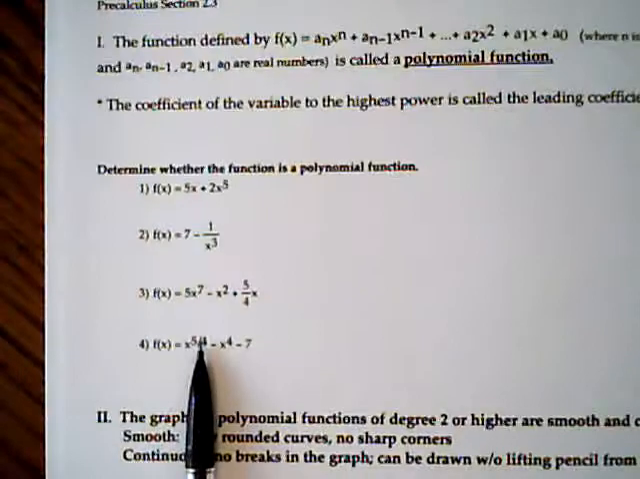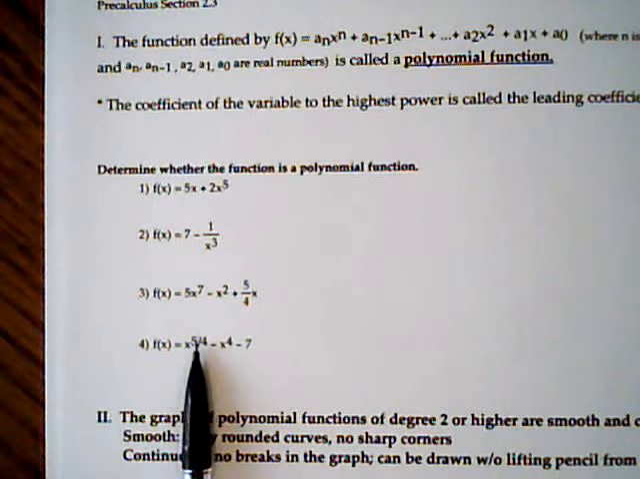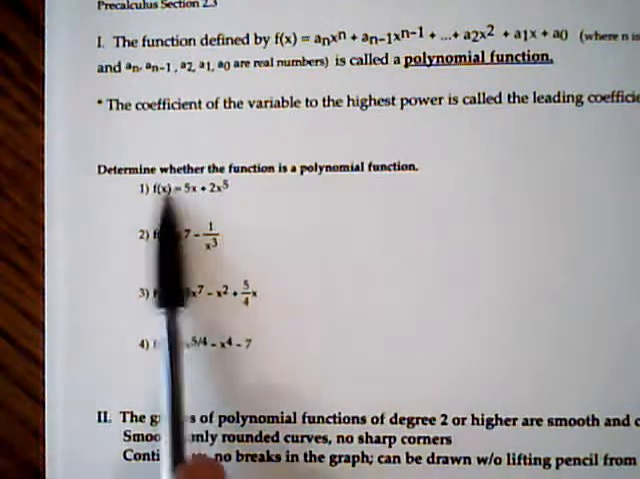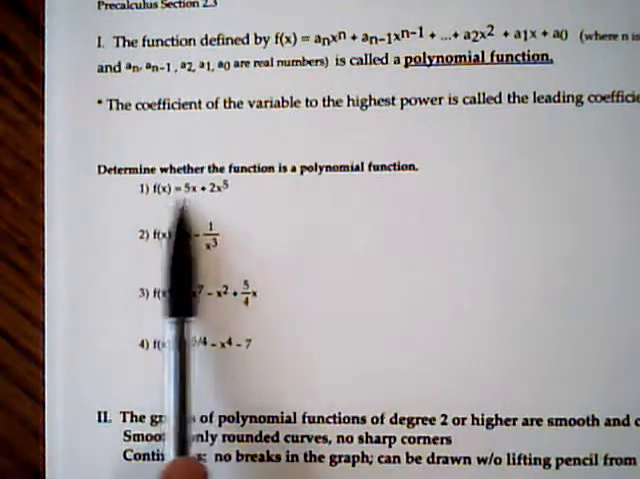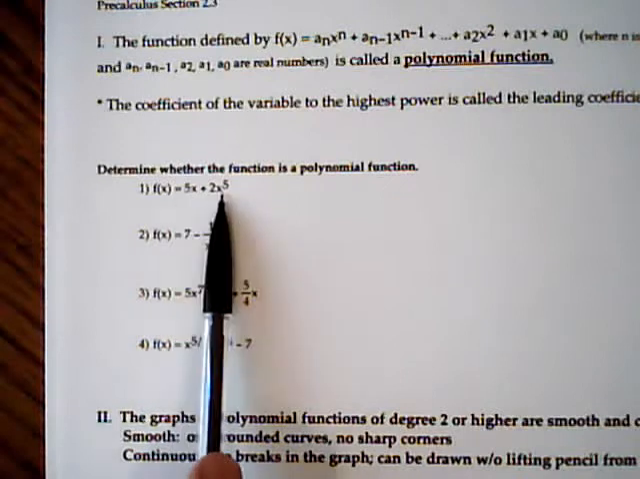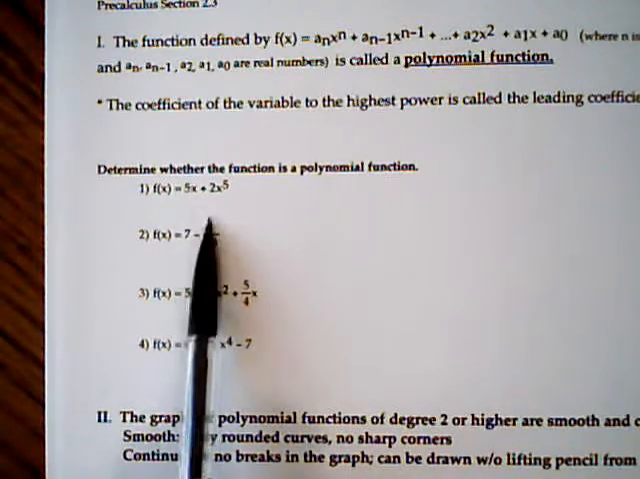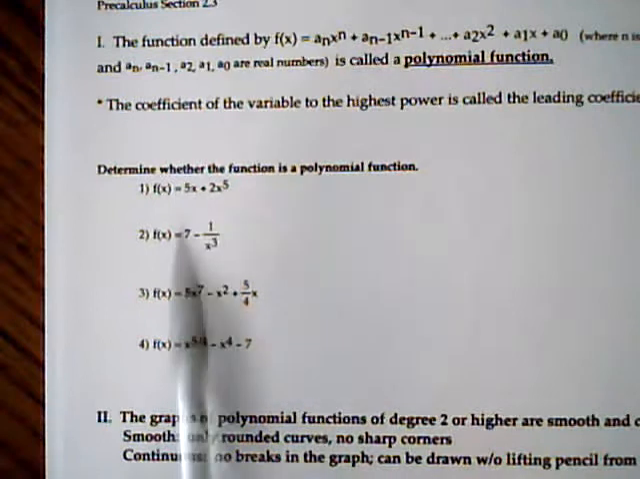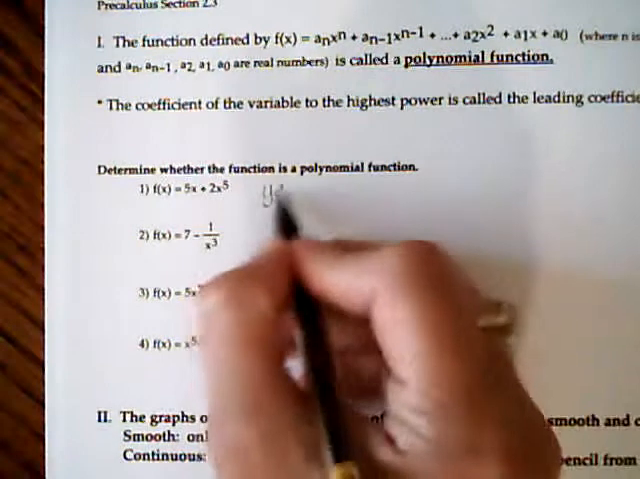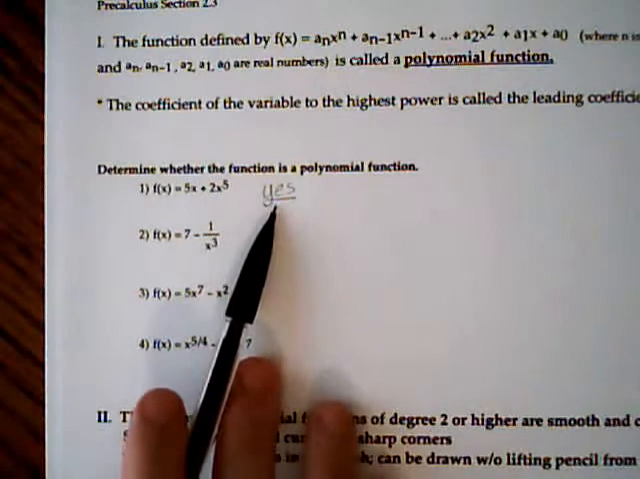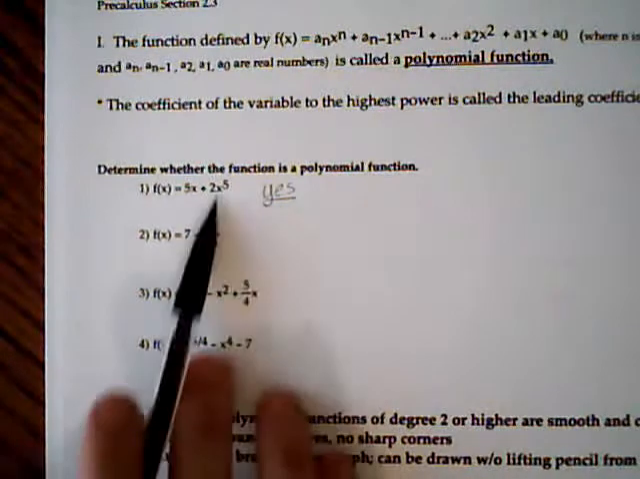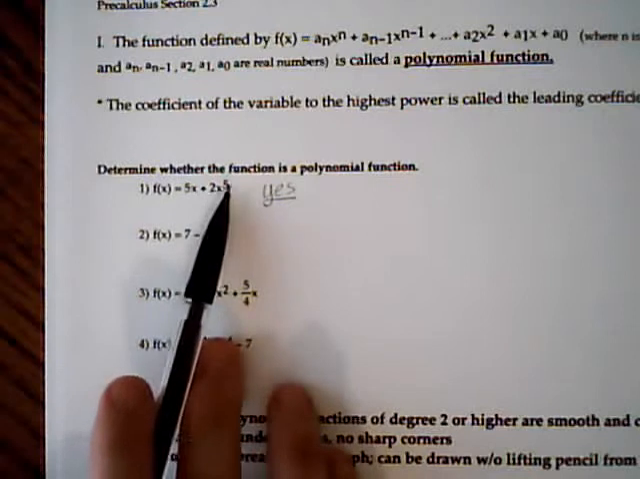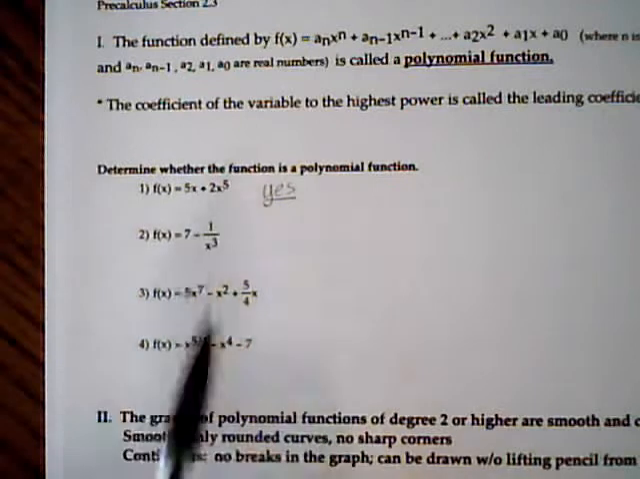So you're going to have to be able to look at a function and determine whether or not it is a polynomial function. If we look at the first one, f of x is equal to 5x plus 2x to the fifth. I have positive exponents, I don't have any variables in the denominator of a fraction, and my exponents are integers. So this would be a polynomial function. The leading coefficient for this function would be the 2x to the fifth, because that's the highest exponent we have.